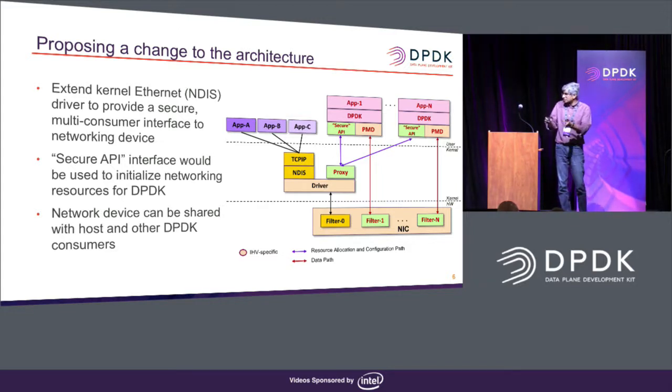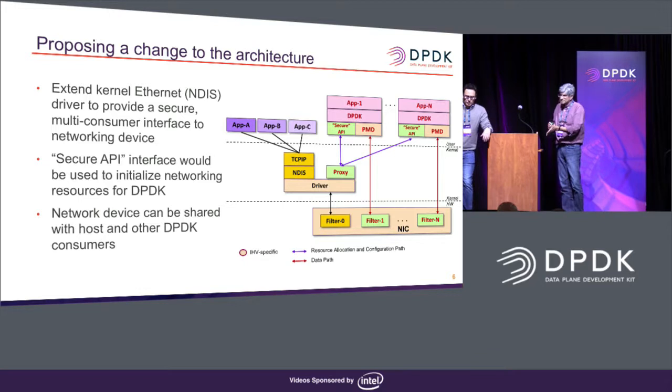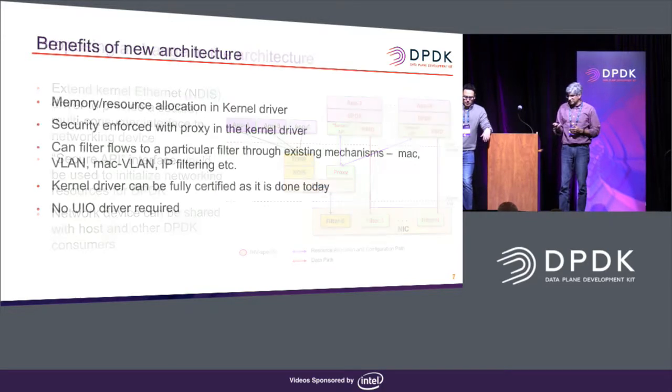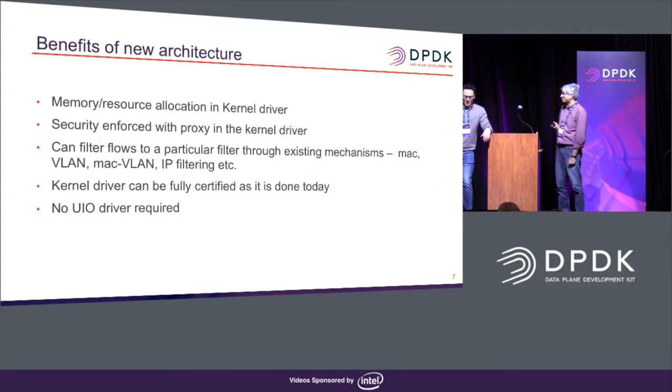I tried to use some sort of color coding. I don't know if it shows up on the big screen. But if you can see the dark blue line from the secure API down to the proxy is a resource configuration and allocation path, whereas the red color path is the direct path to the PMD, to the NIC, to the filters. Now, how does this secure API look like and things like that? I think for that, I have one more slide before I hand it to you, Omar, sorry.